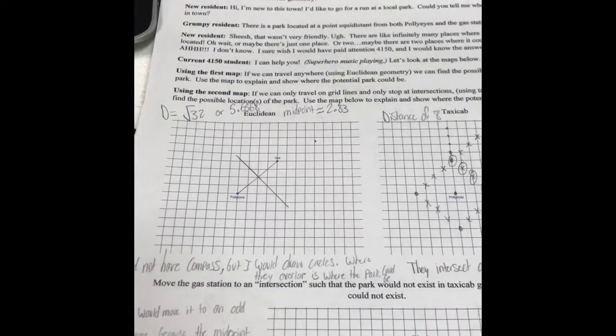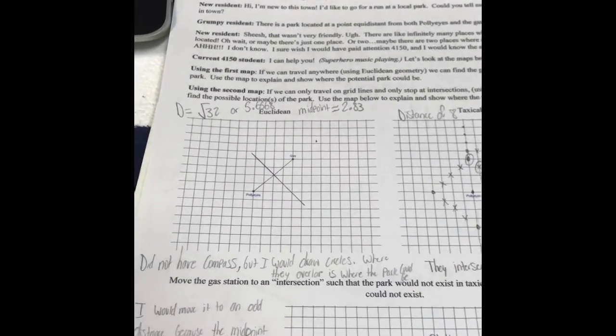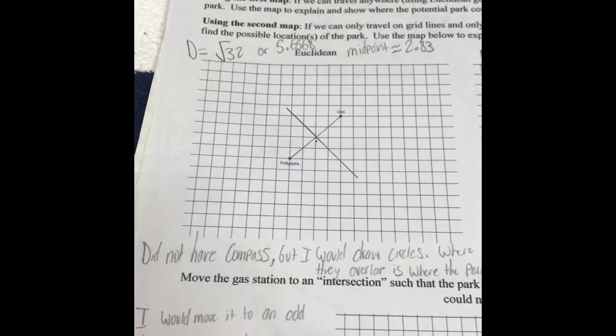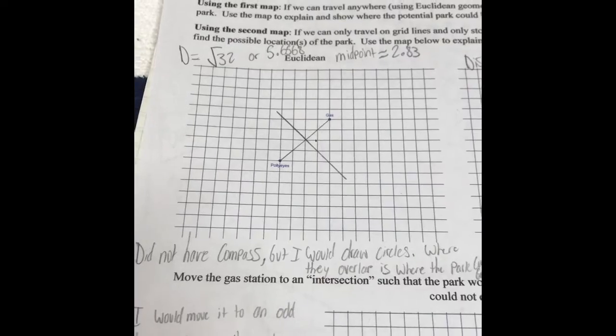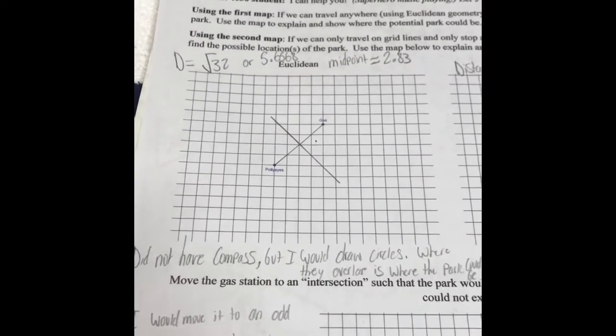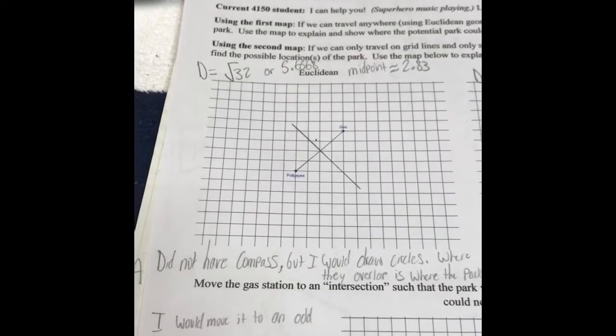Question 2 of exam 3 was to find where the park would be located in Euclidean and taxicab. So Euclidean, I'm going to show this first. I did not draw the circles because 1, I didn't have a compass, and 2, I'd be bad at freehanding, so I'm saving you here by not doing that.